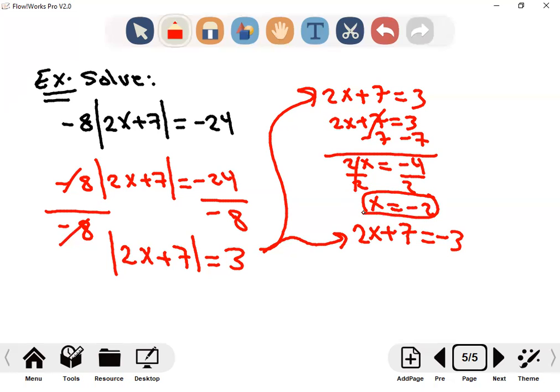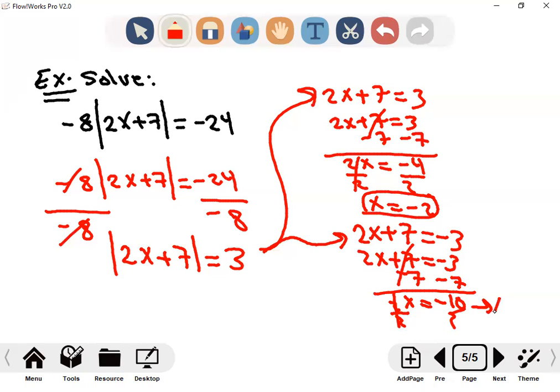Or same here, 2x plus 7 equals negative 3. Subtract 7 on both sides. So 2x equals negative 10. Divide by 2 on both sides, x will be negative 5. So we have two solutions. Let's check them both. Let's take this negative 2 first.